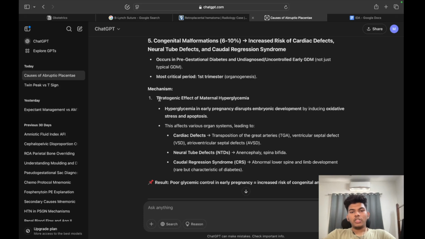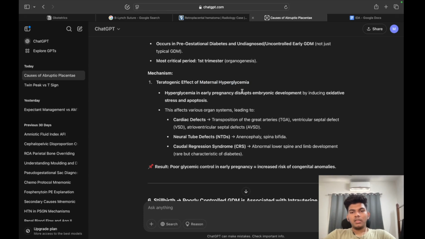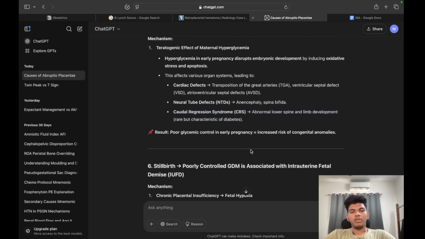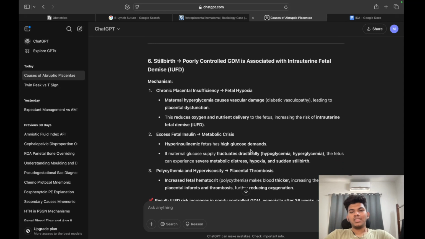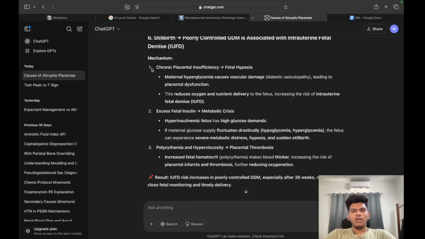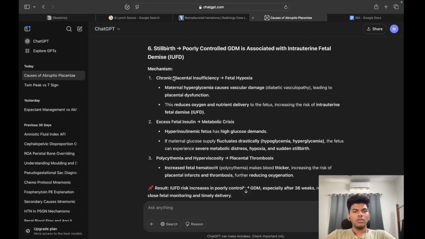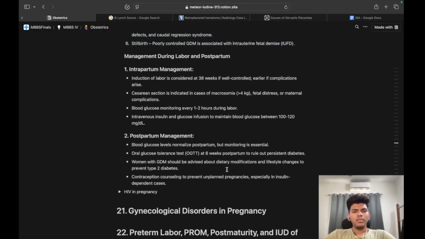Now the teratogenic effect of maternal hyperglycemia. This is something new. Hyperglycemia in early pregnancy disrupts embryonic development, inducing oxidative stress and apoptosis. Cardiac defects like TGA, VSD, AVSD, atrioventricular septal defects. Neural tube defects: anencephaly, spina bifida, and caudal regression, abnormal lower spine and limb development. Stillbirth: poorly controlled GDM is associated with intrauterine fetal demise. Same thing, hypoxia here, metabolic crisis and hyperviscosity leading to thrombosis, leading to demise. Yeah, now it makes sense.